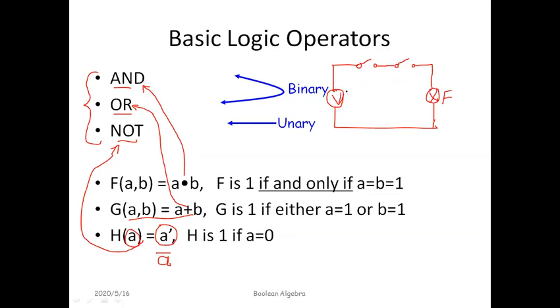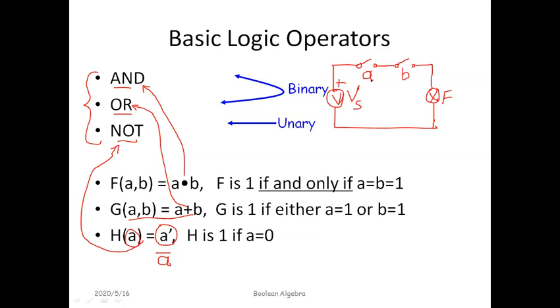This is the supply voltage, and for illustration purposes we are using DC, just for our understanding. Then the first switch, let's label it A. The second switch, we're going to label it B.